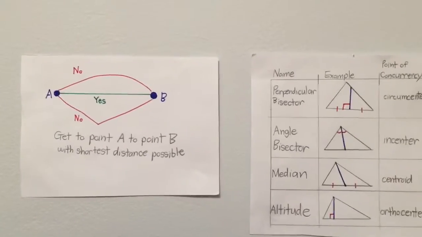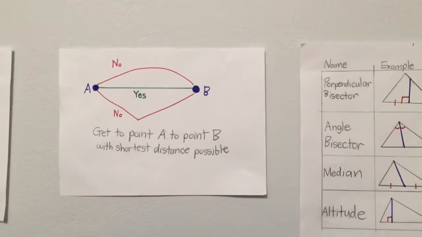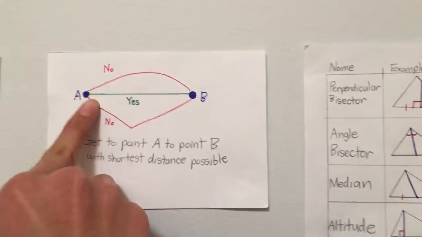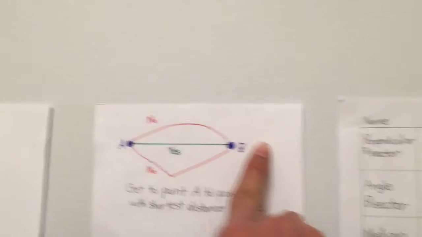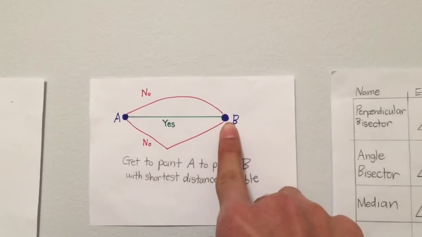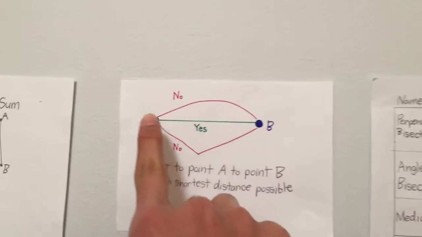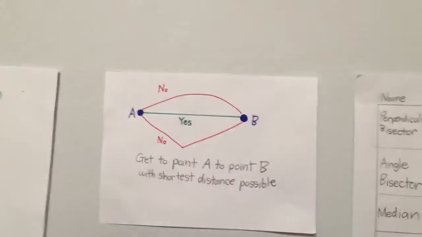Anybody? Well, this theorem is definitive proof that the shortest distance between 2 points is if you go directly from point A to point B. If you go any other way, it will always be the longer distance.